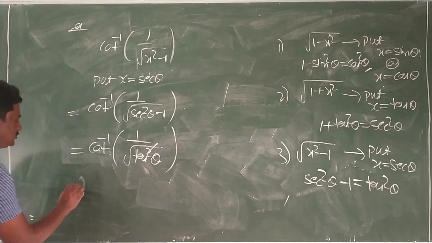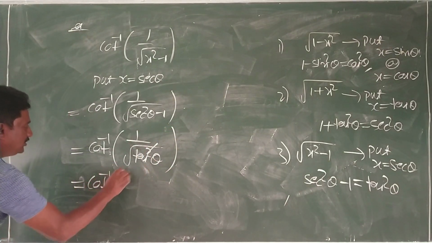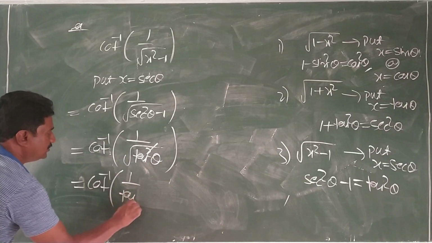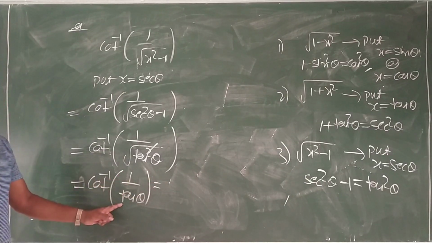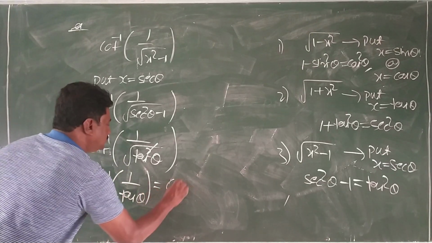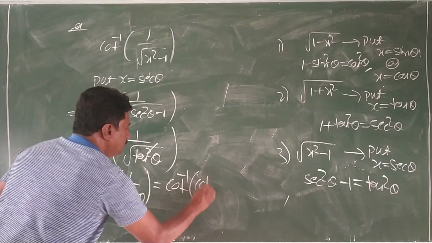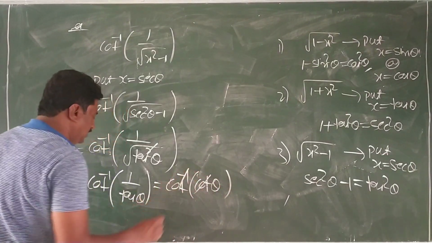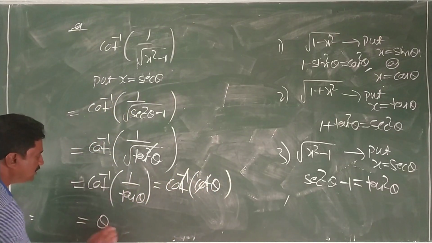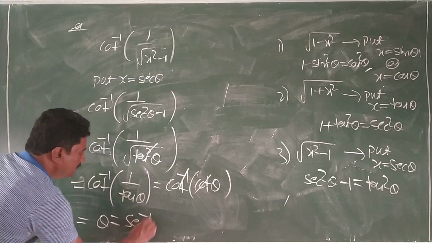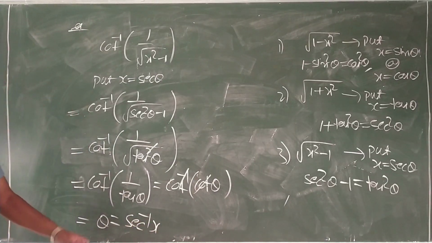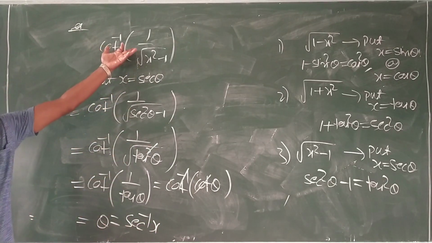The square root gets cancelled. Cot inverse of 1 by tan theta. What is 1 by tan theta, students? Cot. Cot inverse cot theta. So cot inverse and cot get cancelled. Finally it is theta. Tell me the value of theta. Secant inverse x. So we have simplified.